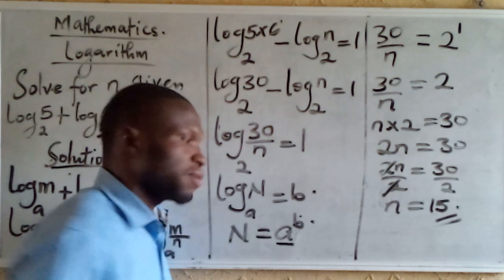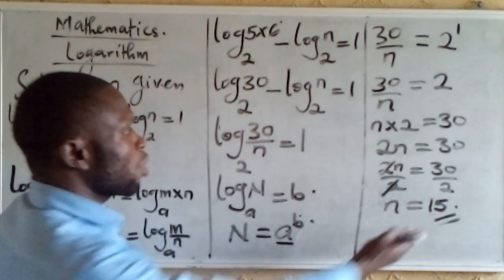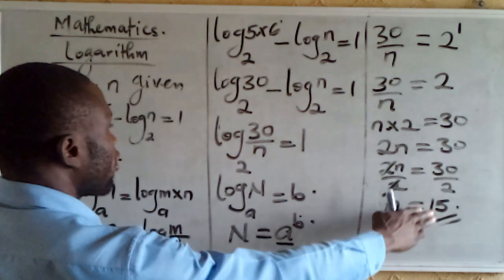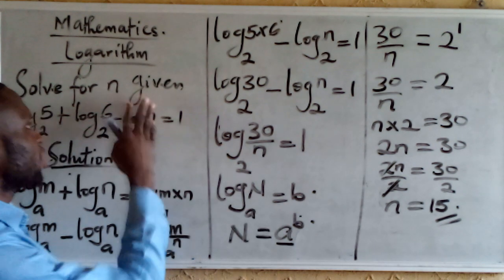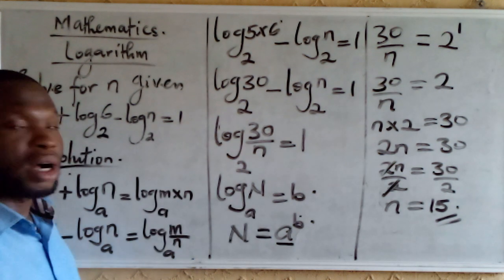And if we want to check if the result is actually correct, all we need to do is to substitute in the value of n, which is 15, into the equation. And after solving, we should be able to arrive at 1.